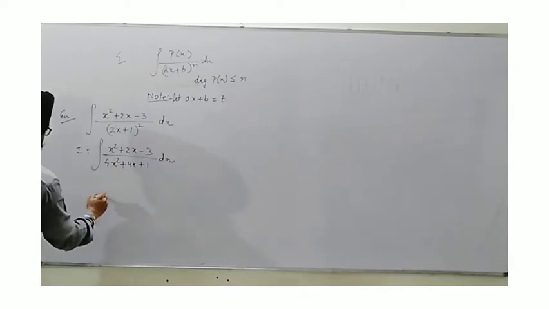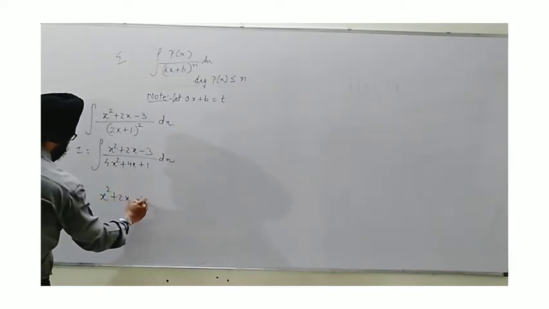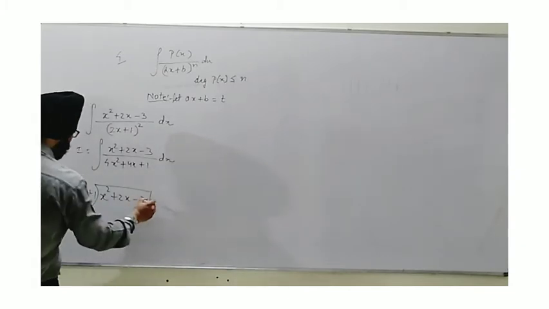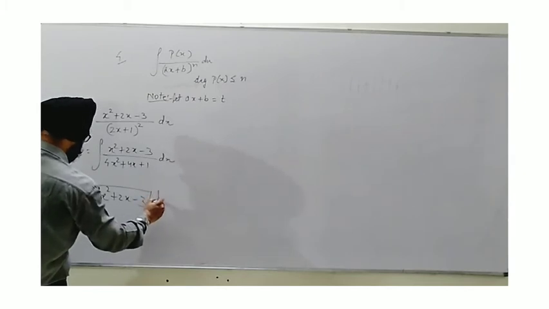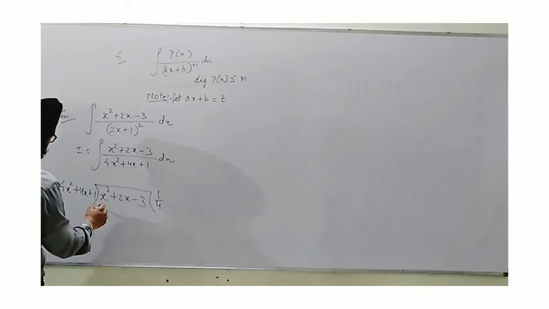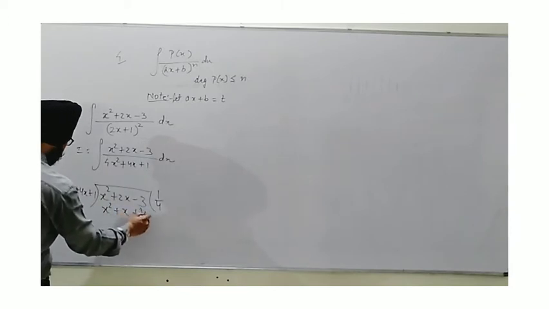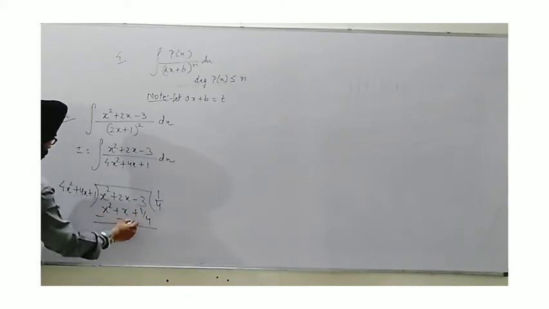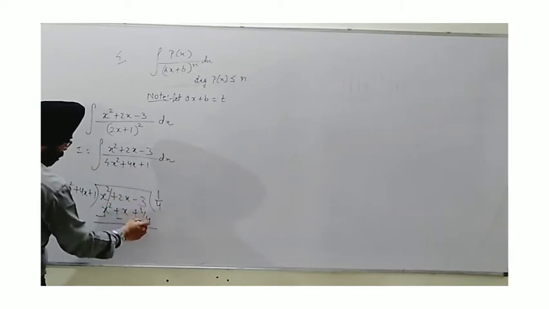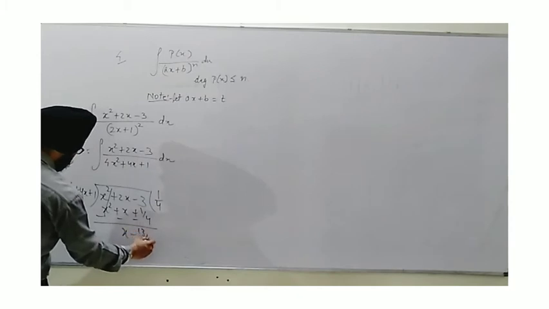Now take the long division. Here it is such an example that the division may also be complicated. 4x square plus 4x plus 1. When we divide the first term by the first term, we get 1 upon 4. When multiplied, we get x square plus x plus 1 by 4. Subtraction. These two cancel out. 2x minus x remains x, minus 3 minus 1 by 4. This becomes minus 13 by 4.